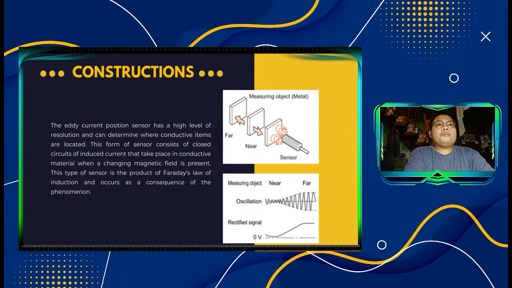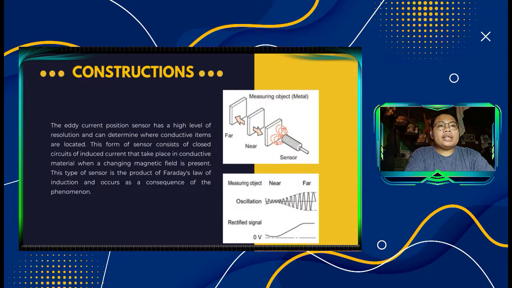Another type of position sensor is the eddy current sensor. Eddy current sensors are non-contact position sensors used to track a target's movement over time. High-resolution measurements are possible with eddy current sensors, which are also known as inductive sensors. Magnetic fields allow eddy current sensors to function.